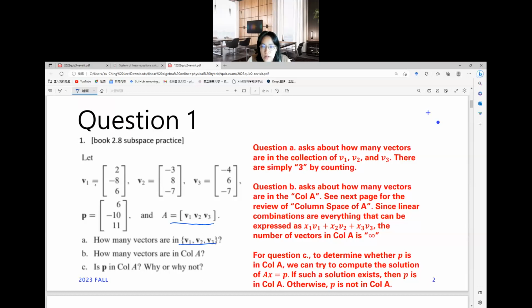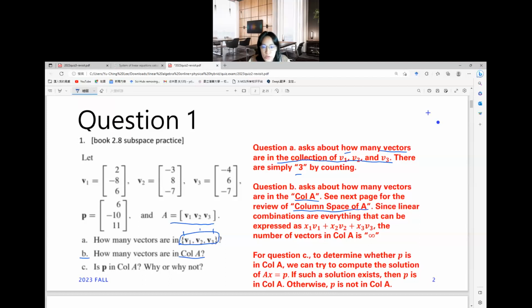So basically, this question asks how many vectors are in the collection of V1, V2, and V3. This notation just means the collection of V1, V2, and V3. So there are simply 3 vectors, by counting 1, 2, and 3. And question B: how many vectors are in the column space of A? This notation represents the column space of A.